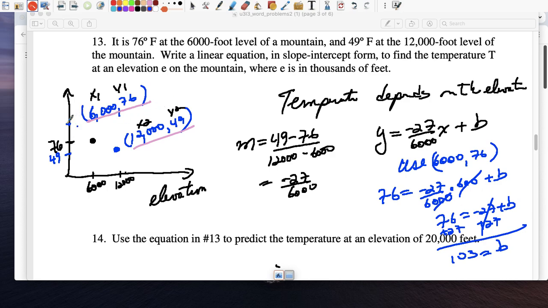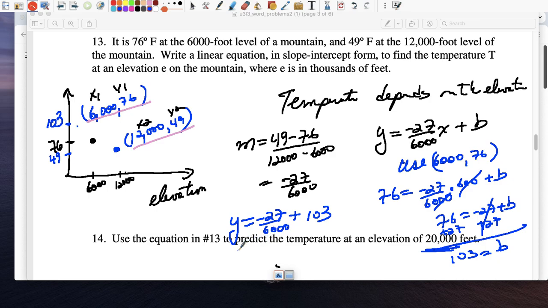Right here is the y-intercept. I don't know what this is, but it says that at this particular elevation, the temperature was 103. Okay. So let's use that. So my equation is y equals negative 27 over 6,000 x plus 103. And we're going to use that to find what the temperature is at 20,000 feet.